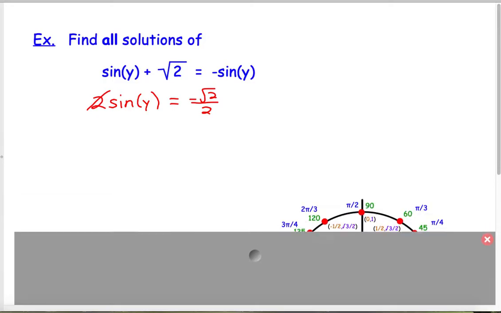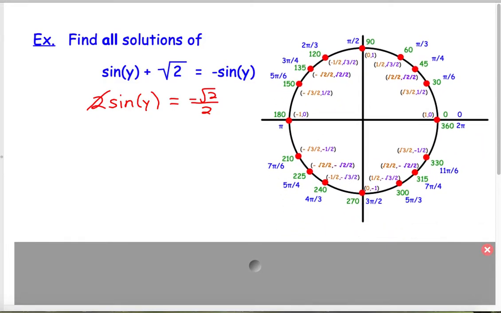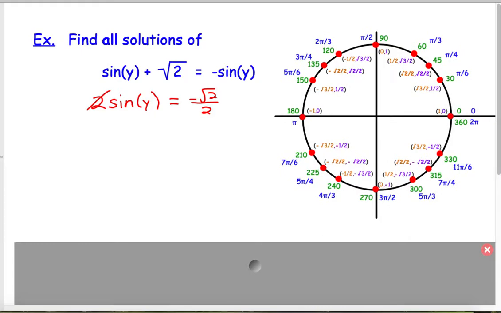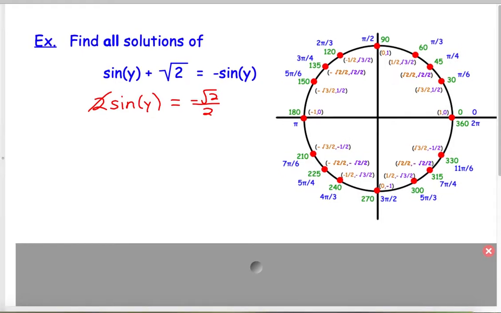Now, once again, if you go back to the unit circle and take a look at that, when is the sine equal to negative root 2 over 2? The sine is negative down here in the third and fourth quadrant at those 45-degree reference angles. So at 225 degrees and 315 degrees. But notice, if I go around here once to 225 degrees, the sine is negative root 2 over 2.